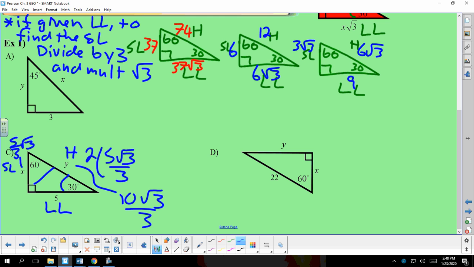Take a second. Try letter D. So, all right, so this one, let's label these: short leg, hypotenuse, long leg. I have the hypotenuse, so can I easily find the short leg? Short leg is half the hypotenuse, so 22 divided by 2, 11. And once I have the short leg, this thing all wraps itself up. 11 times the square root of 3 is the long leg.